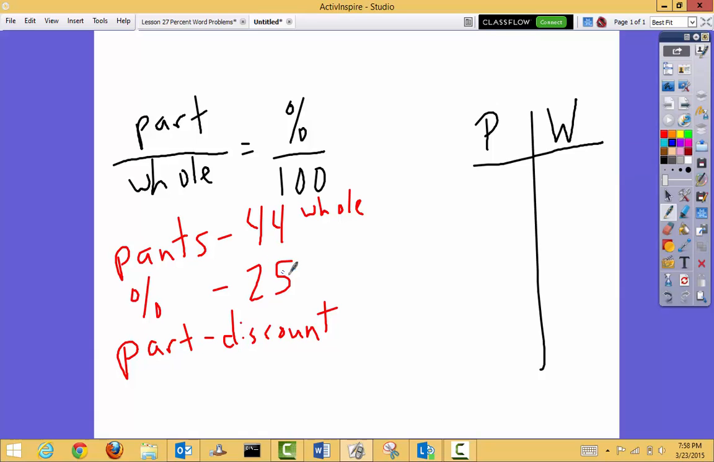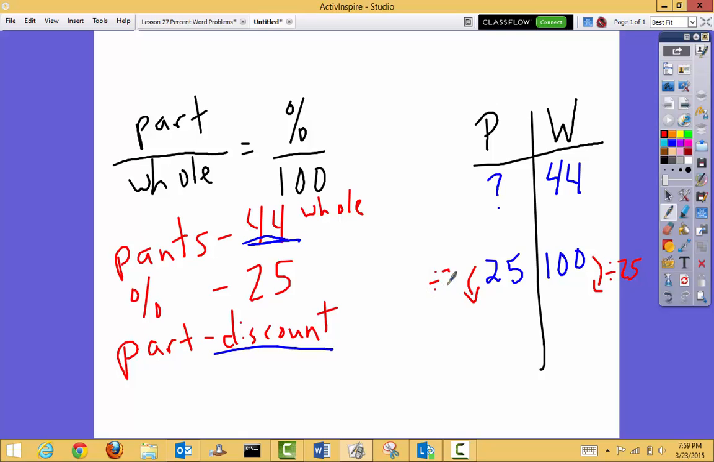My part is what? My part is, I don't know. The whole, though, is 44. I don't know the discount, but I know the original price. The percent is 25 out of 100. Now, is there an easy way to get from 100 to 44? No, there's nothing I can multiply by. If I multiply this by 2, I'm at 88. If I multiply by 3, I'm greater than 44. So what I need to do is I need to simplify this fraction first. So what can I divide this left side and the right side by? Well, I can divide them each by 25.